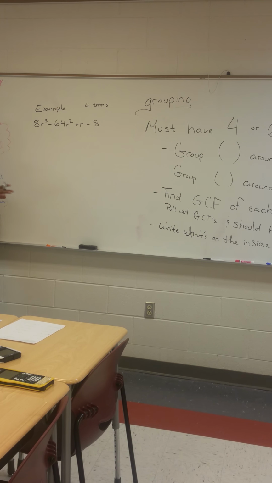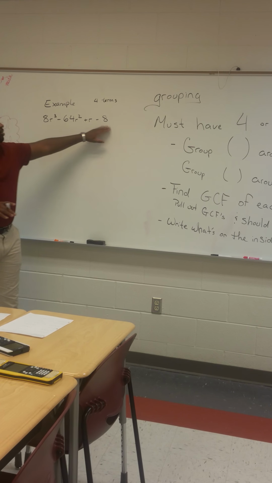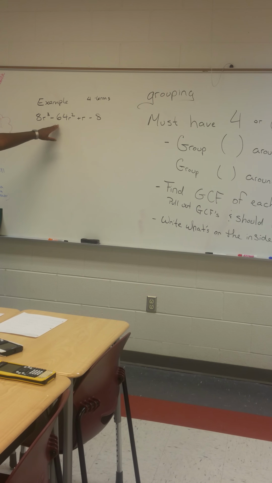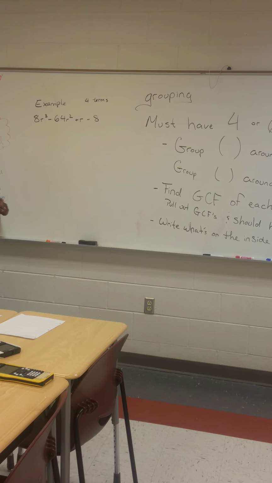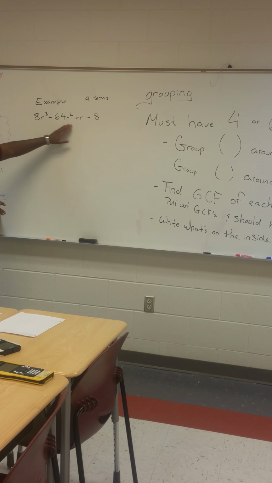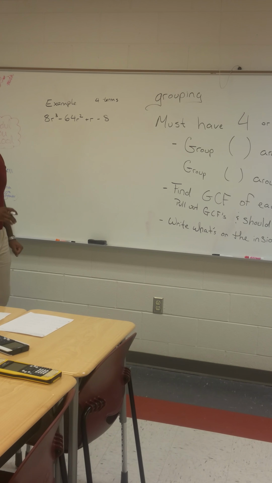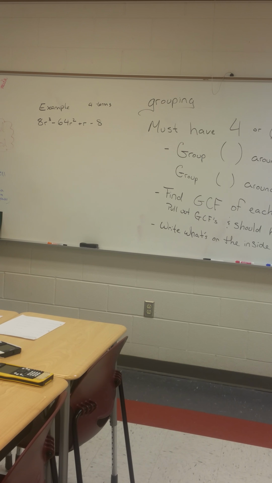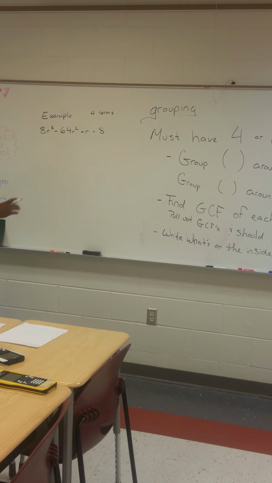Of course, the first thing we do when we look at polynomials is ask: is there a GCF in the entire polynomial? Looking here, I don't see a number that can go into 8, 64, 1, and negative 8 evenly. And I also don't see a common variable in all terms, because this term does not even have variables. Therefore, we must use our grouping method to factor.